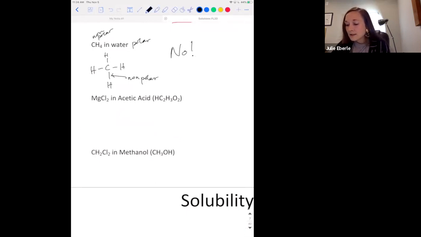MgCl2 and acetic acid. So we need to figure out what kind of substances we have here. What do y'all think about MgCl2? What kind of substance is that? Is it nonpolar, polar, ionic?